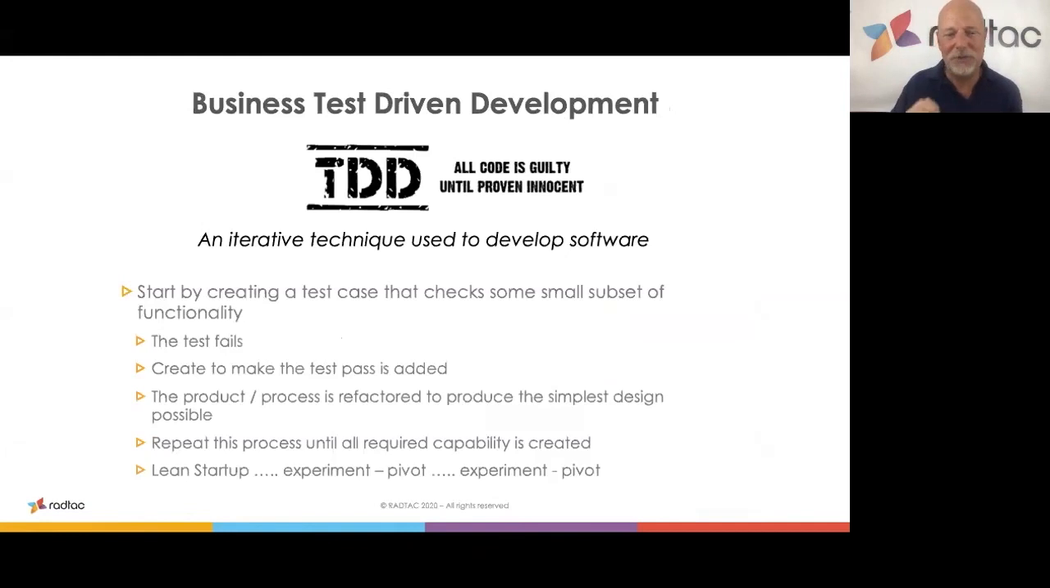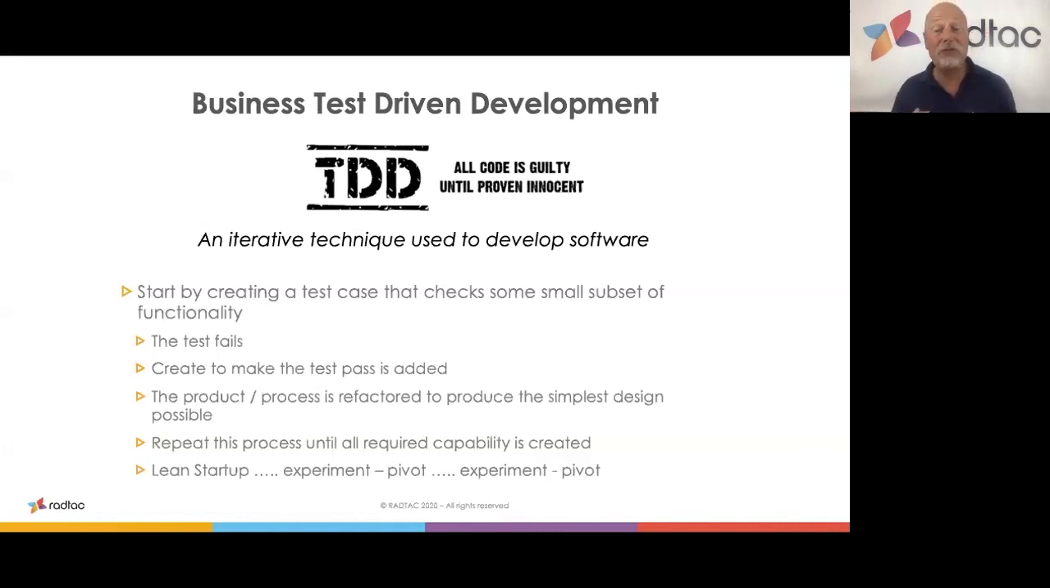Create the test. Once the test passes, what we're then going to do is refactor the product, the process, the outcome, whatever it is we're looking at. Refactoring basically means improve the design without changing the behavior. So we've put a new HR capability in place. We need to make sure that we're constantly looking at how that's designed and improving it without changing the way it works. Then you keep repeating that process.